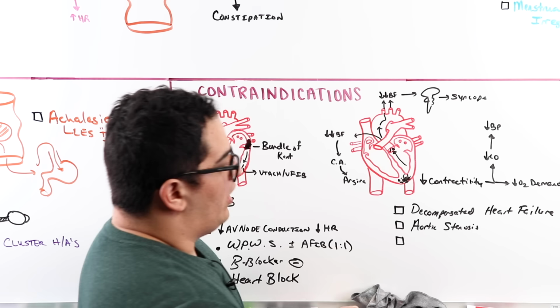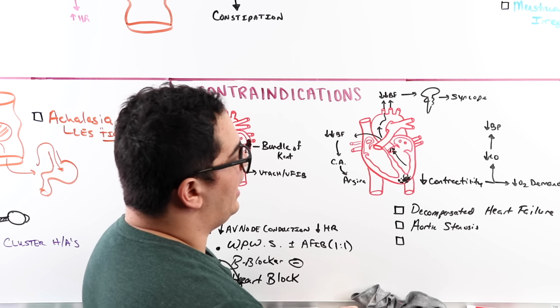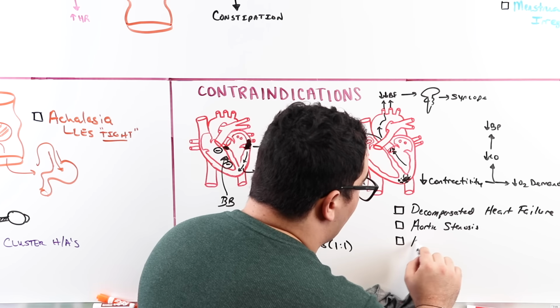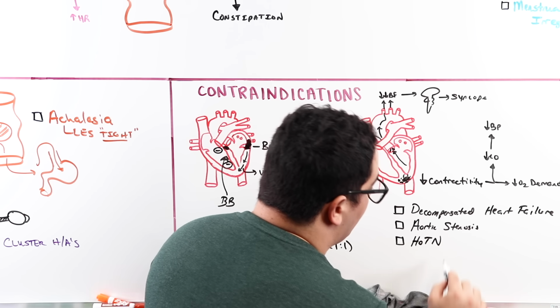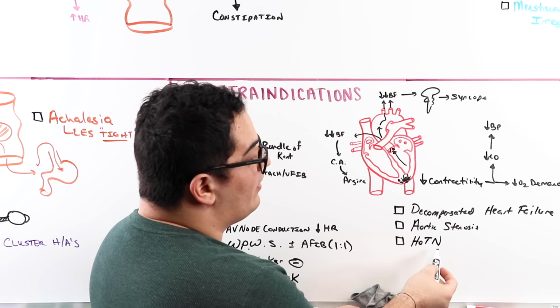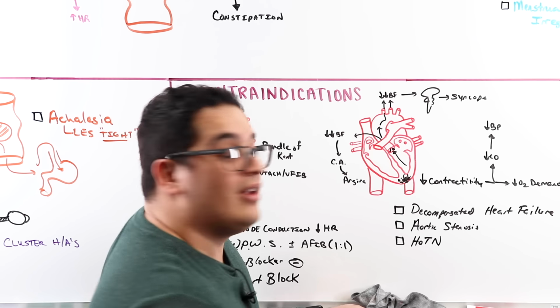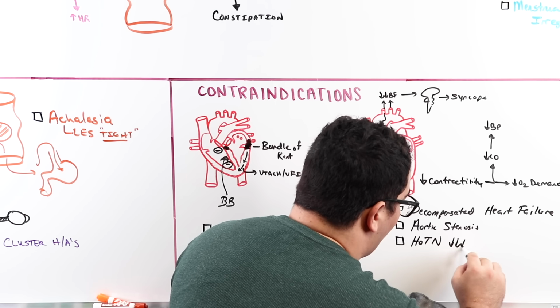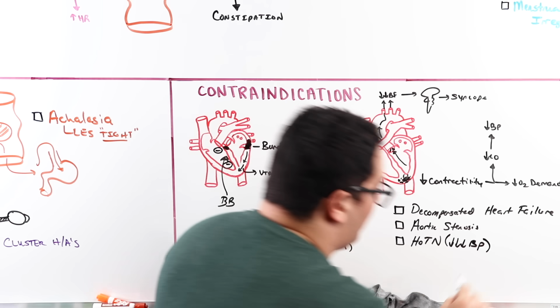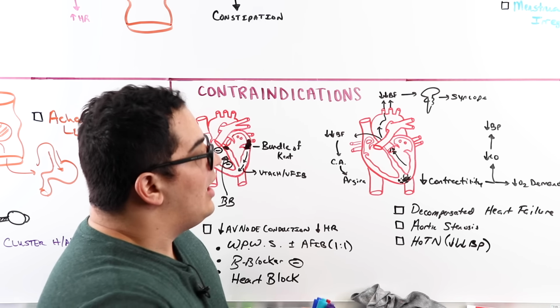And the last thing that we also want to be careful of is someone who's already hypotensive. If they're hypotensive and you give them this drug, what are you going to do even more? You're going to drop their blood pressure even more. And that's not something that we want, okay?